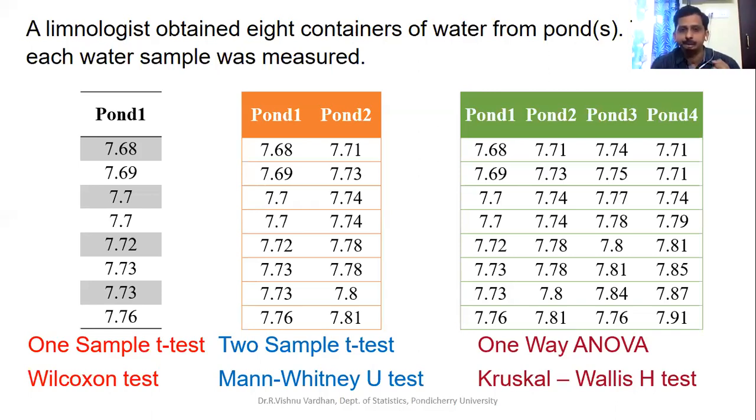Suppose you are checking the normality of pond 1 and pond 2, and it fails the normality assumption, then it is better to go with the Mann-Whitney test. Then represent the data in terms of median and interquartile range, and draw conclusions accordingly.